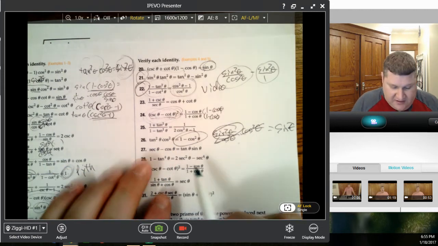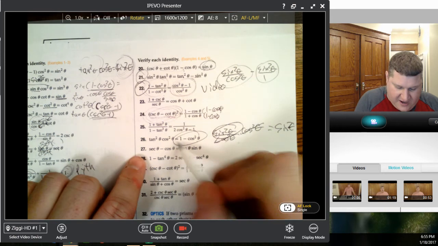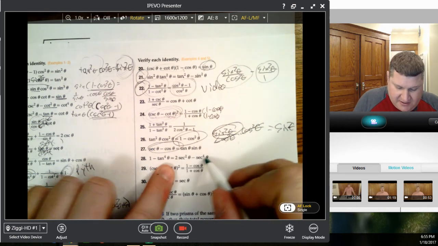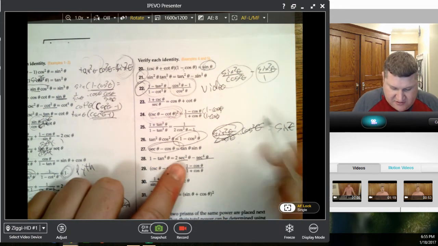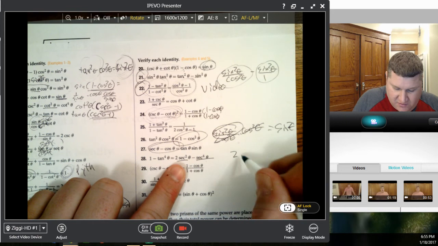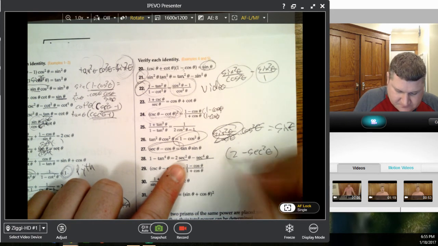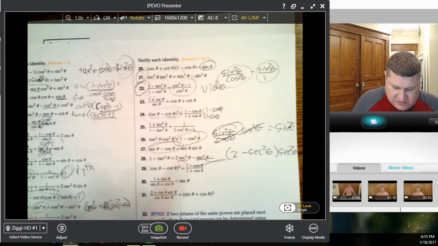Okay. Down here, probably going to need to get sines and cosines, combine fractions. So use reciprocal, combine fractions. Here again, I got a secant in both places. We talked about something very similar to this in class. 2 minus secant squared theta. Take out a secant squared. That's where I would start.